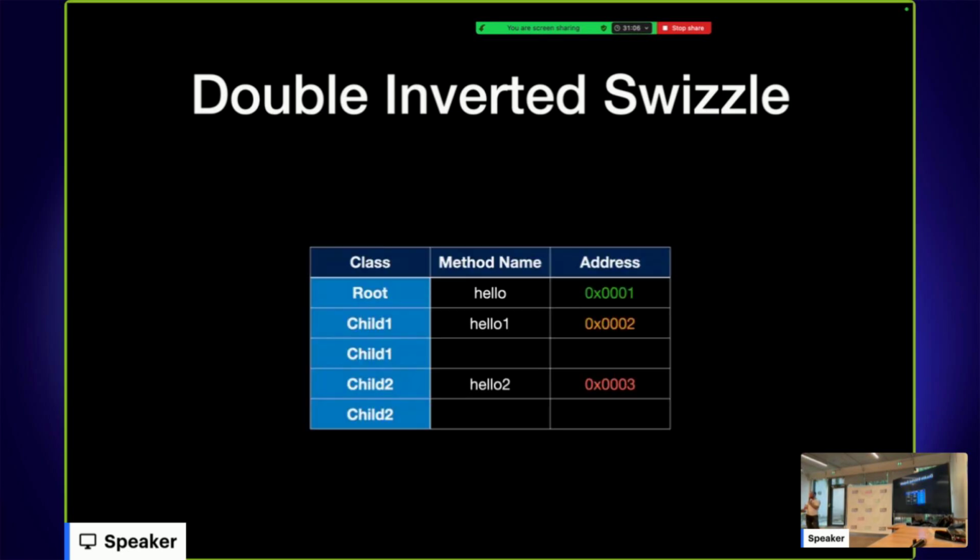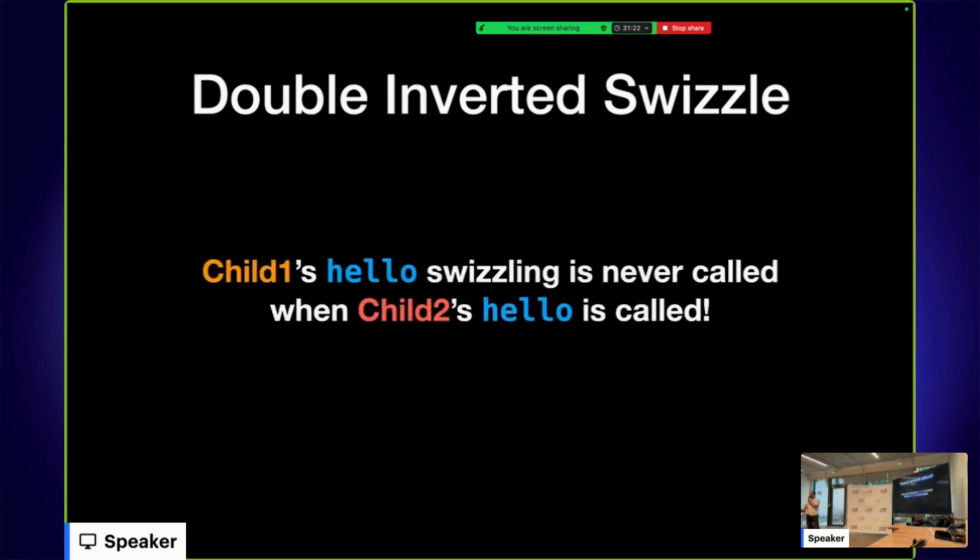So what happens is this: you have the class child 2, which has the method hello, which will go to address number 3, and child 1, which has hello, which will go to address number 2. But what you realize, you can do the math at home. I understand if you're lost, but trust me when I say this: if you call hello on child 2, the method for hello on child 1 will never be called.